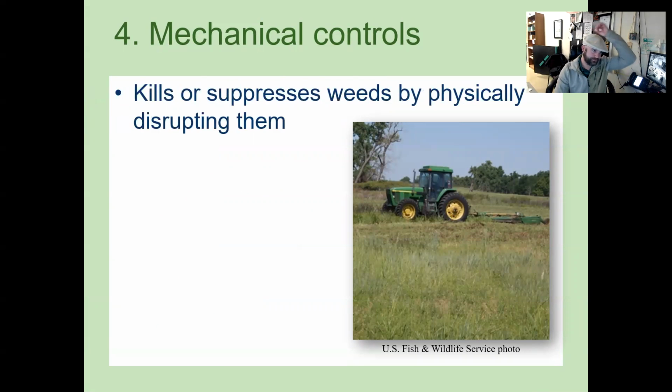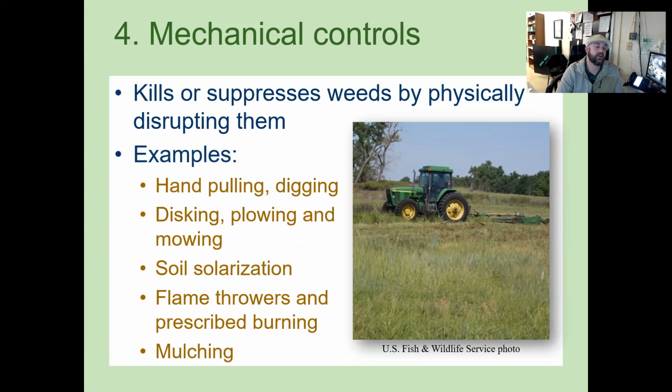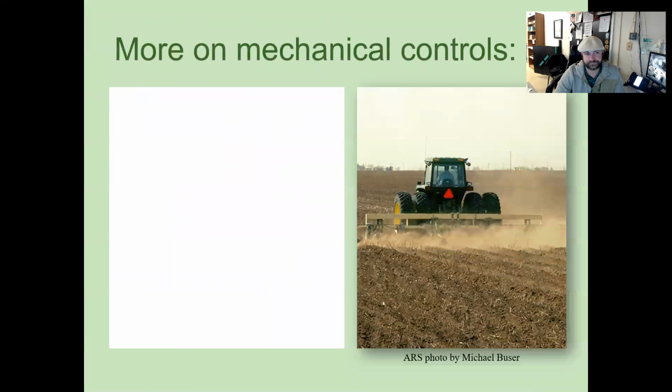Mechanical controls kill or suppress weeds by physically disrupting them. That means like you're pulling them out or you're using a machine to get them out. So examples here would be hand pull, digging, disking, plowing, and mowing. Soil solarization, flamethrowers, and prescribed burning, or mulching.